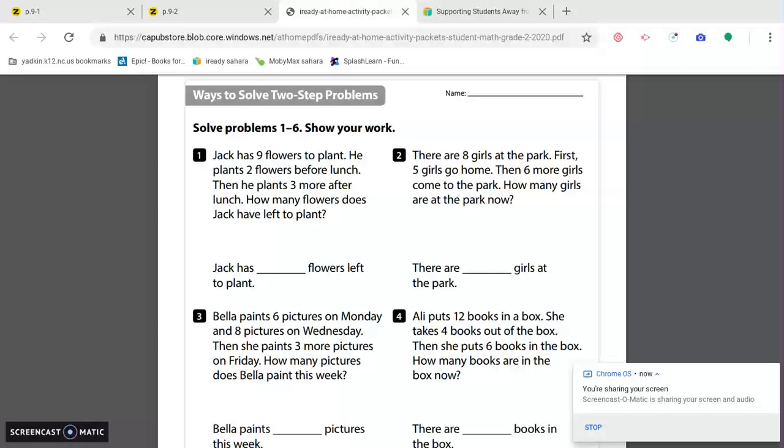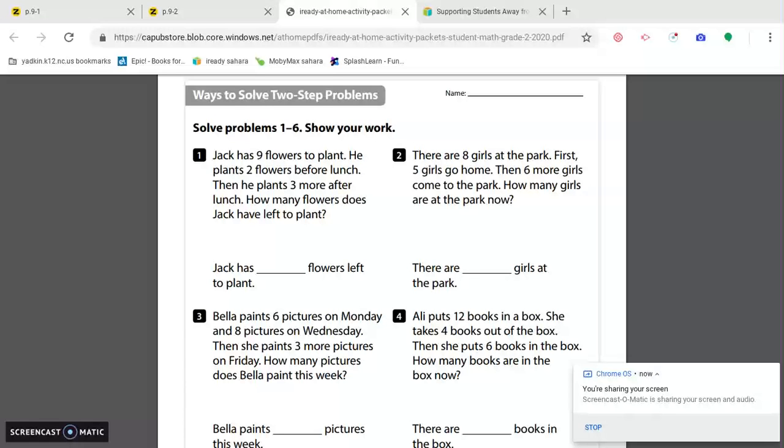Hi guys, today we're going to work on ways to solve two-step problems. So this is page 9 if you have the grade 2 math packet. This is page 9, so you can pause this video and go get it, go get your pencil, and I'll show you how we can work these problems out.